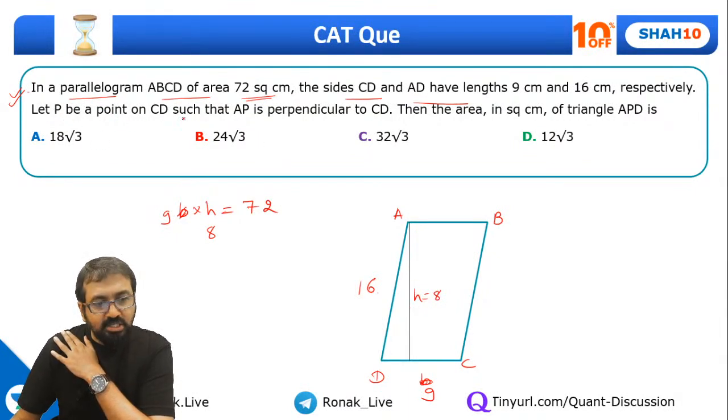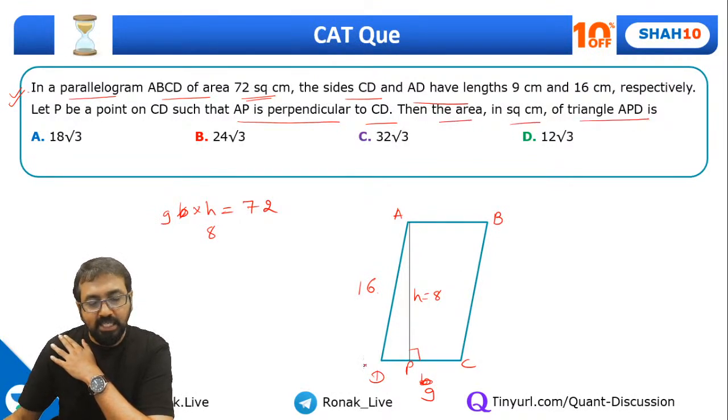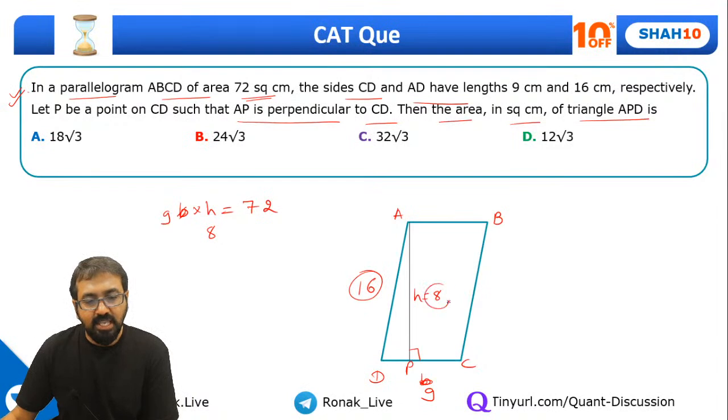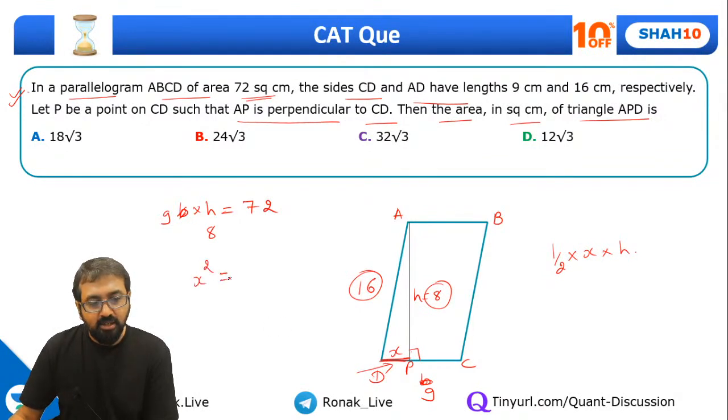Let P be the point on CD such that AP is perpendicular to CD, right? So AP is perpendicular to CD. Then the area in square centimeter of triangle APD, what will be this area? Now it will be slightly easier because this is 16, this is 8, so you can easily find out this length. And once you have got this length, you can apply that formula 1/2 base into height. Let's assume this is x. So what is going to be x? I can say x square is equal to 16 square minus 8 square.